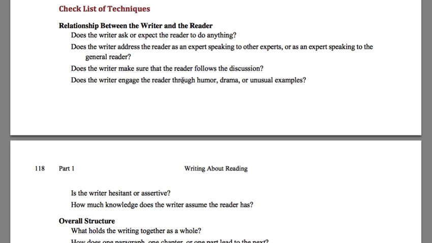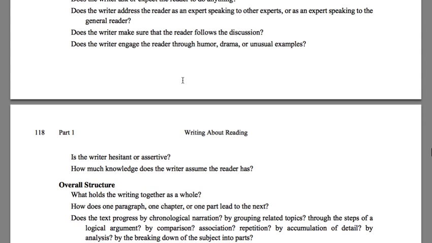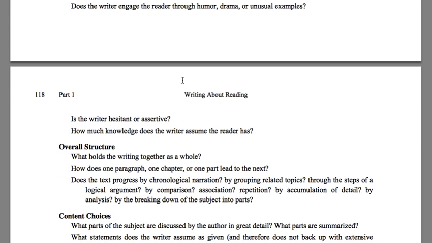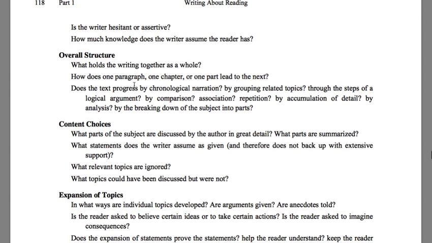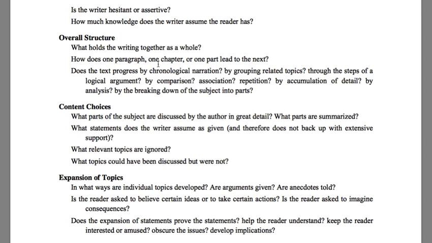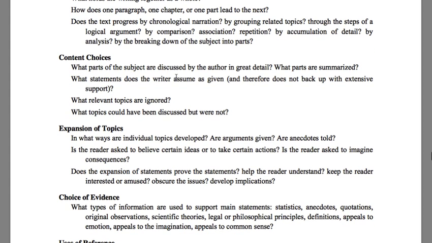Does the writer use humor, drama, unusual examples, etc.? And I'm not going to read all of these. I expect you can go through and read it all. I'm not just going to read it here, but some things to consider. The structure. Look at the whole structure of how the thing is put together. How is it organized? Is it organized by chronology, by grouping topics together? Does it walk through steps of logical argument, use comparison, association, etc.? Content choices. What parts does the author go into a lot of detail in? What parts get summarized?